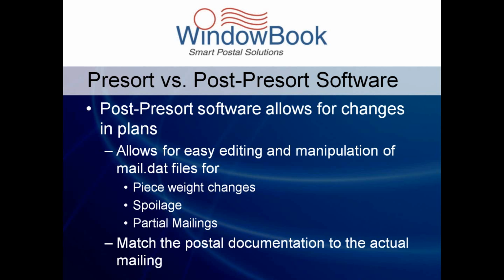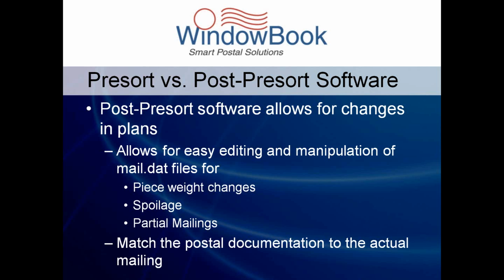Mailings are oftentimes run through the Presort software step days or even weeks in advance of the actual physical preparation of the mail. At the time of pre-sorting, mailers are forced to provide estimated piece weights. But when the pieces are physically prepared, these weights must be changed to be reported accurately on postal documentation.